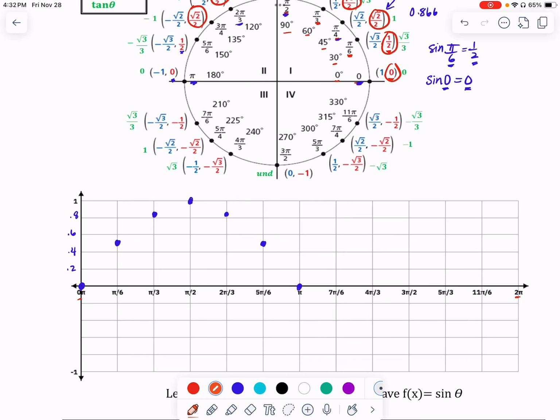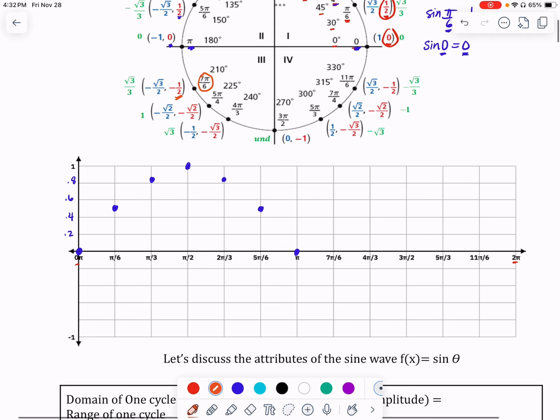And if I continue in the same fashion, sine of 7 pi over 6 is negative half, which is right there. Sine of 4 pi over 3 is negative 0.866. Sine of 3 pi over 2 is negative 1. And as you can guess, the rest of it is pretty symmetrical. Which means if I try to connect all this, this is not a straight line, however, it's a nice little curve, basically a wave.